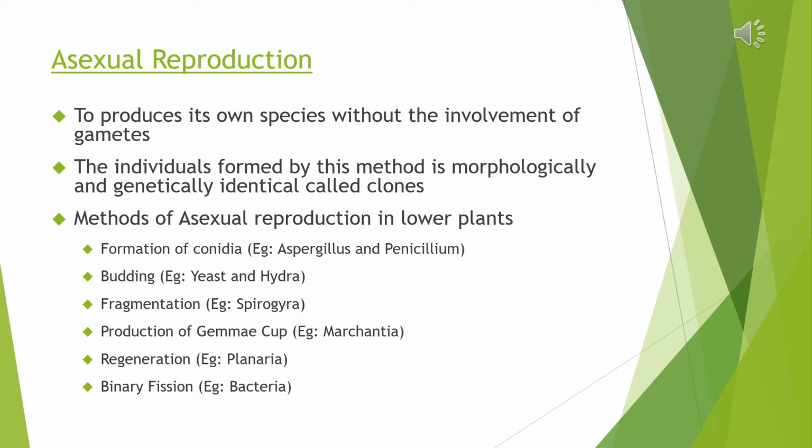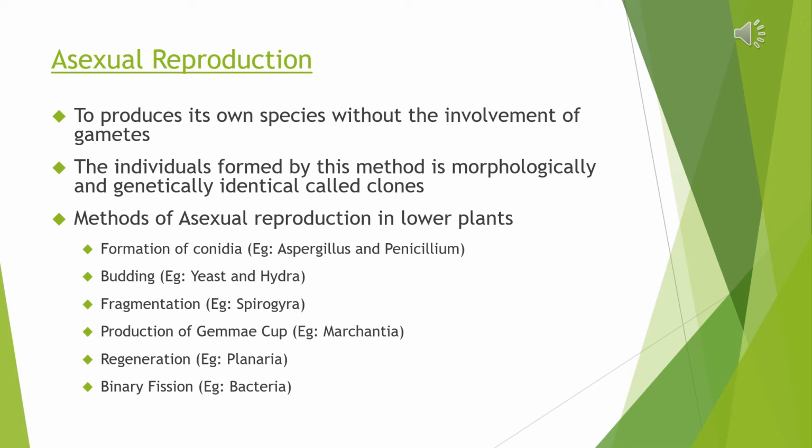That is, the young ones produced by asexual reproduction show the same characters as their own parents. Asexual reproduction needs only one parent because there is no fusion of gametes. Asexual reproduction occurs in both lower plants and also in higher plants. It takes place in lower plants, fungi and animals.